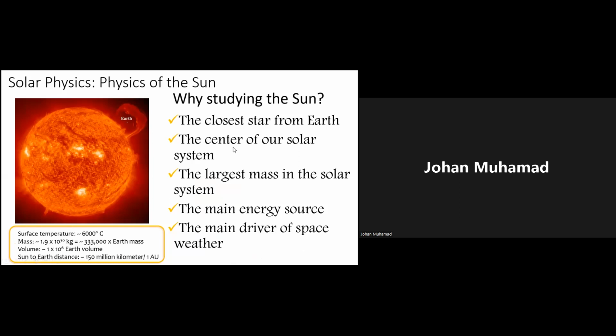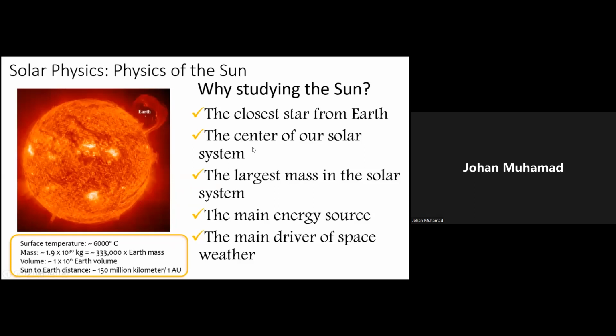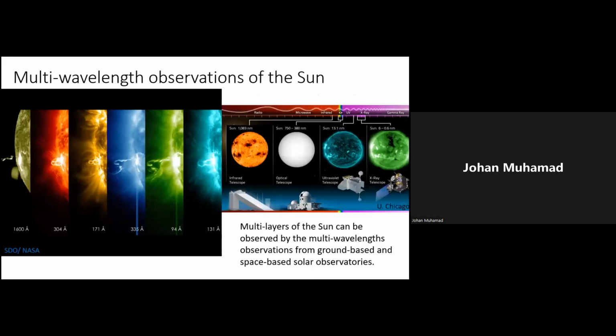And the sun is also the center of our solar system, so it's very important. It determines the gravity of other planets and also our planet, and of course it has the largest mass in the solar system, and also is the main energy source in our solar system, and also the main driver of space weather.